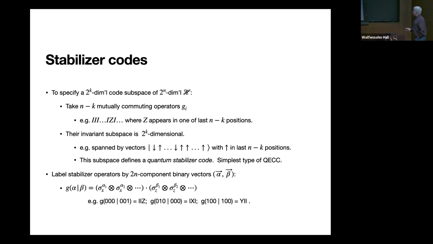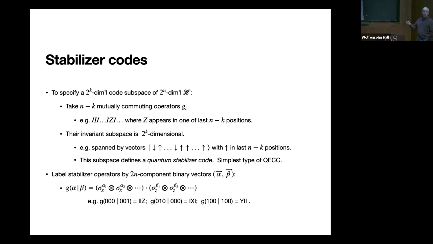Okay, so let me develop a notation for labeling stabilizer operators. I'm going to label them by binary vectors with two n components. The first n components I'll call alpha, the second n will be beta. So it's going to be the product of a string of powers of sigma x, raised to the power alpha_i, with a string of sigma z's raised to the power beta_i.